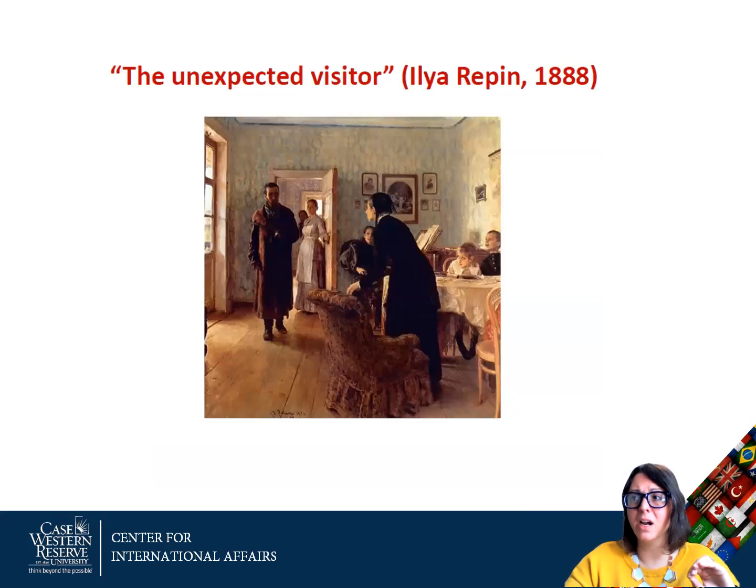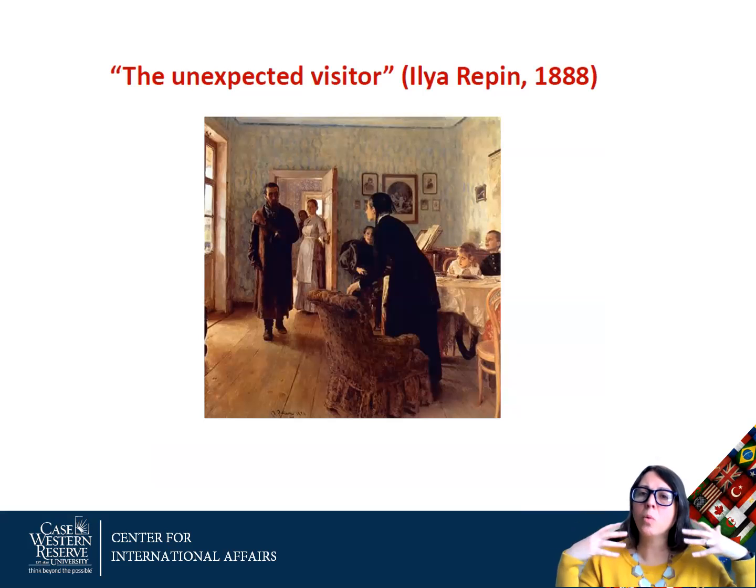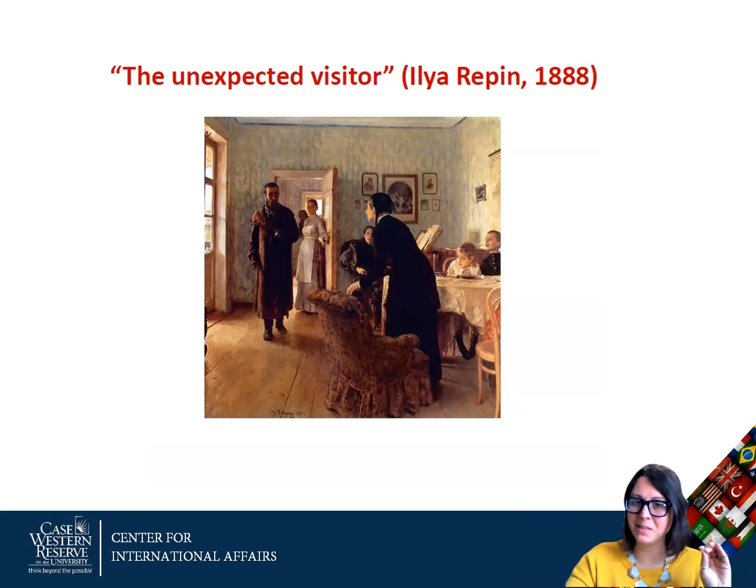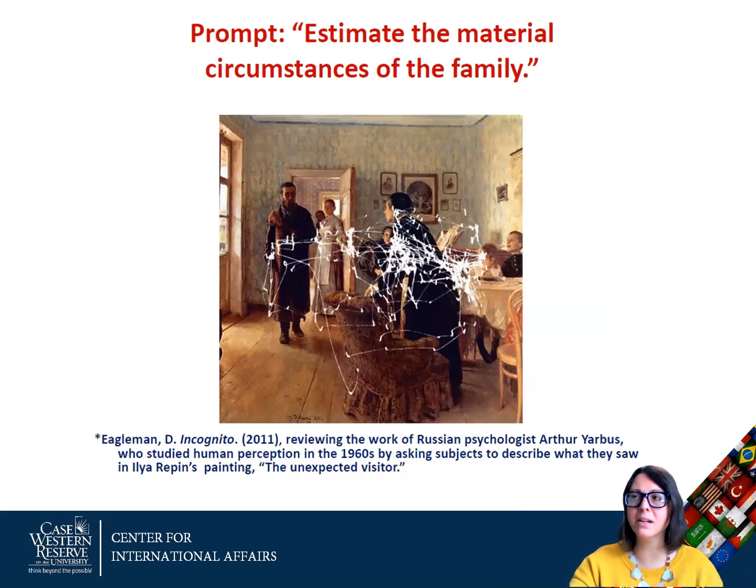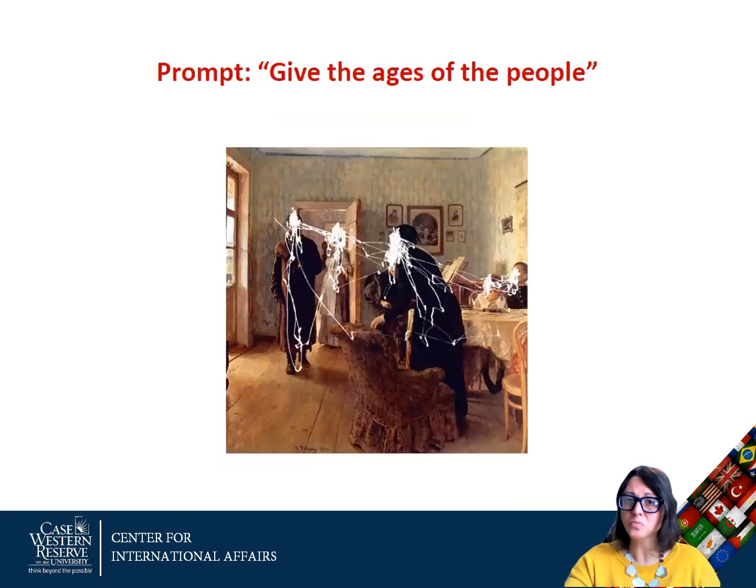So there's further research behind this. This is Arthur Yarbus's psychological research identifying eye movements and how we really look at our environments in different ways. So the first question while looking at the Unexpected Visitors painting is, estimate the material circumstances of the family. So you can see people really were looking at the clothes, the chair, different aspects like that. The next prompt was, give the ages. So people pretty much kept with faces, but kind of got an idea on how people were standing in the room.